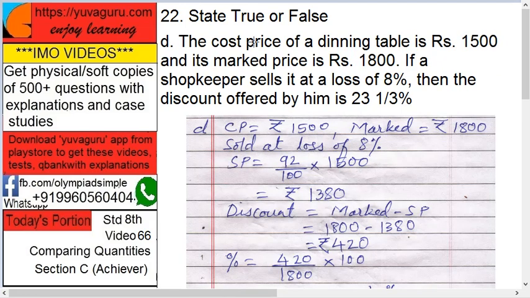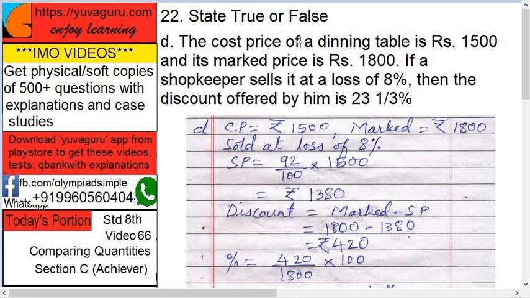Next, the cost price of a dining table is rupees 1500 and its marked price is rupees 1800. If the shopkeeper sells it at a loss of 8%, then the discount offered by him is 23 1/3 percent. That is true or false. One typical thing you have to remember in this: the shopkeeper is selling at a loss. Loss means lower than the cost price, not lower than the selling price.